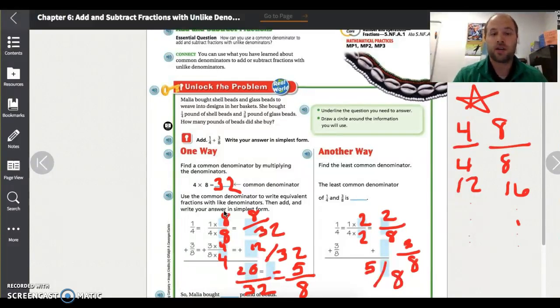So you can do this part over here off to the right with listing multiples, and you can multiply the numerator times the denominator. We talked about that. If you don't know what a common denominator is, just multiply the two denominators together, multiply them by each other, and you're going to get it.